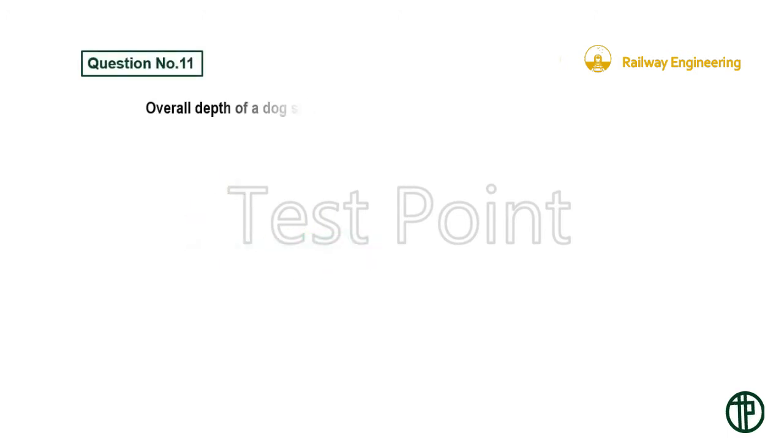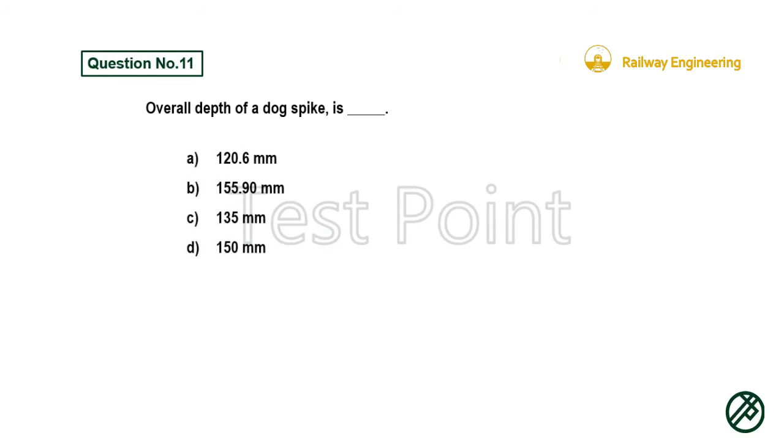Question number 11. Overall depth of a dog spike is: Option A, 120.6 millimeters. Option B, 155.90 millimeters. Option C, 135 millimeters. Option D, 150 millimeters. Answer is option A, 120.6 millimeters.